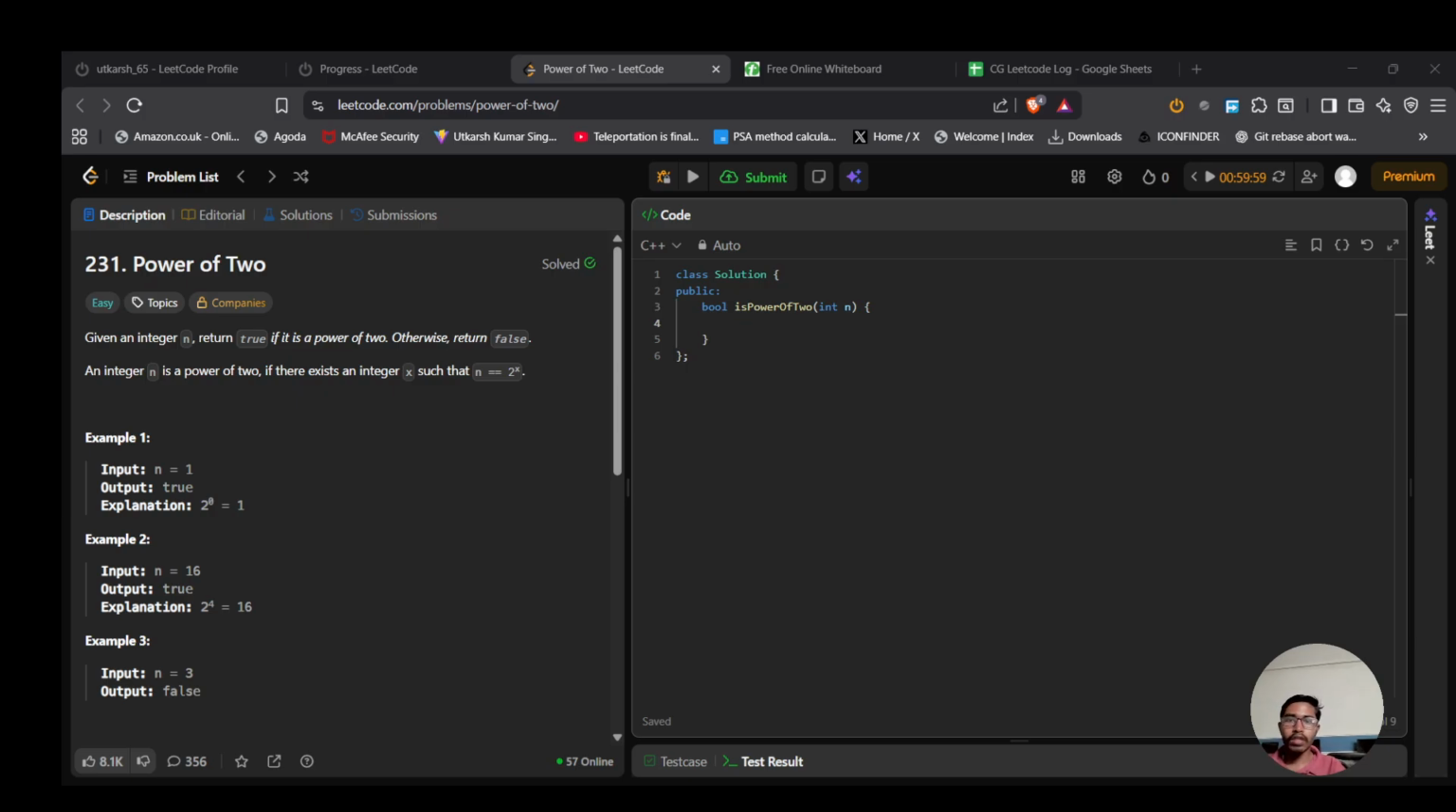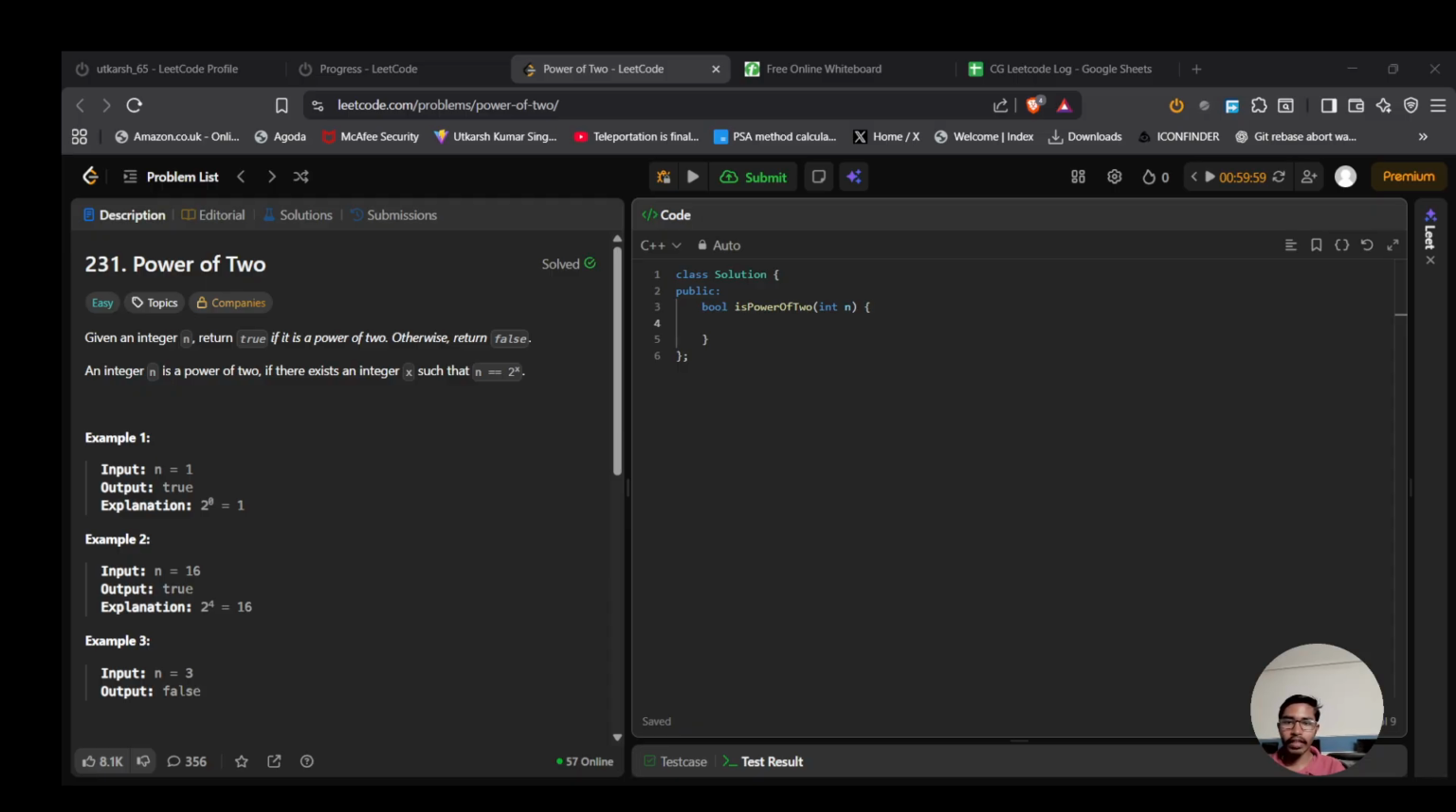Hello everyone. Today we are solving a very popular and important problem from LeetCode, Power of 2. At first glance, this problem looks simple, but there are multiple ways to solve it, and choosing the right approach matters a lot in an interview. So let's understand what the problem statement is and what the question is saying to us.